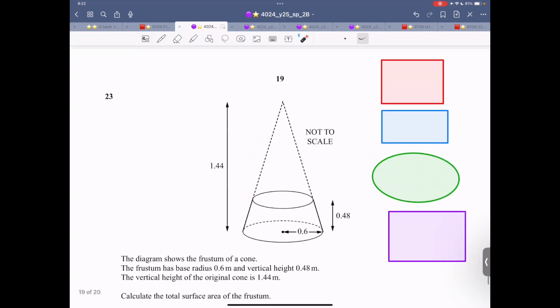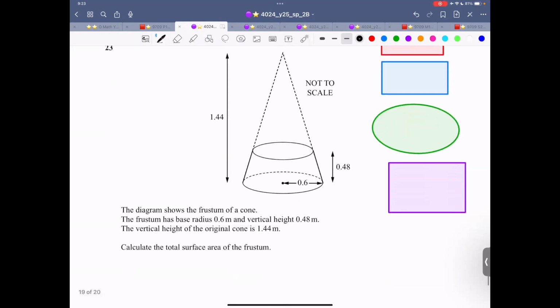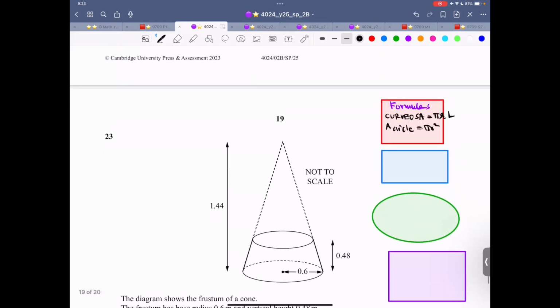So now I think over here, I have to use the formulas naturally. So what formulas are there? They are written in the formula booklet, but I remember them. So that is the curved surface area. That is pi r L, where L is the slant height. And area of circle, we know that is pi r square. If it's not about volume, I don't need to worry about volume. That's good.